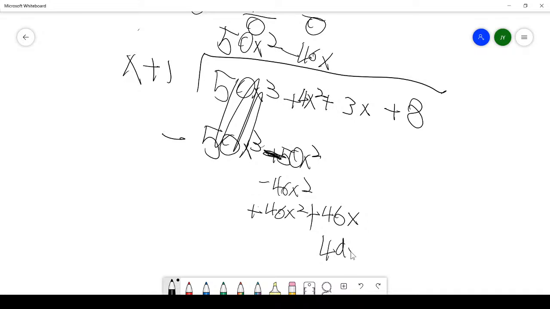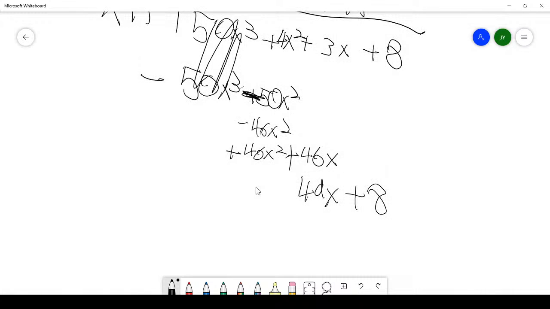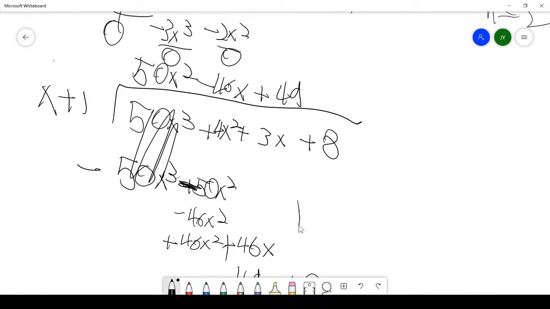Ends up being 49x plus 8, and here plus 49. That's pretty simple, and you probably know how to do this, so we can skip this. So this becomes negative 49. 8 minus negative 49 is negative 41. So the remainder is negative 41. Remainder equals negative 41. Or you could write it just at the end, like negative 41 over 1 plus x.